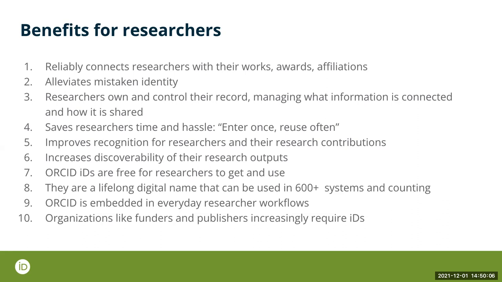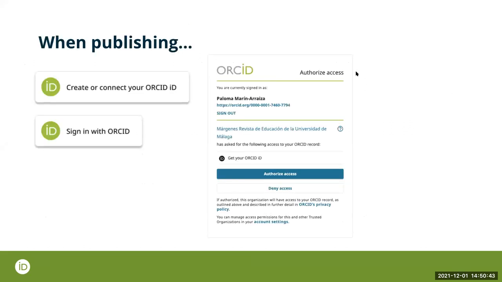We need to highlight that ORCID is free of charge, so there is no cost for researchers to maintain it. And it is a persistent, lifelong digital name that can be used in different systems. And as I mentioned before, it can be connected to several researcher workflows. So when publishing, when editing a dissertation or a thesis, when asking for funding, and so on. So when publishing, this is a common example that we can find.